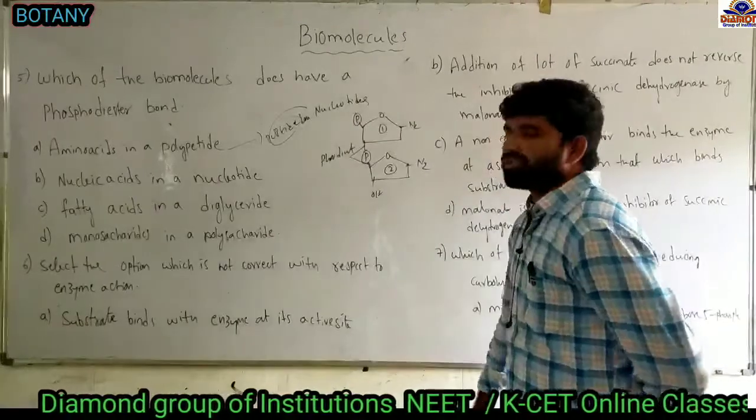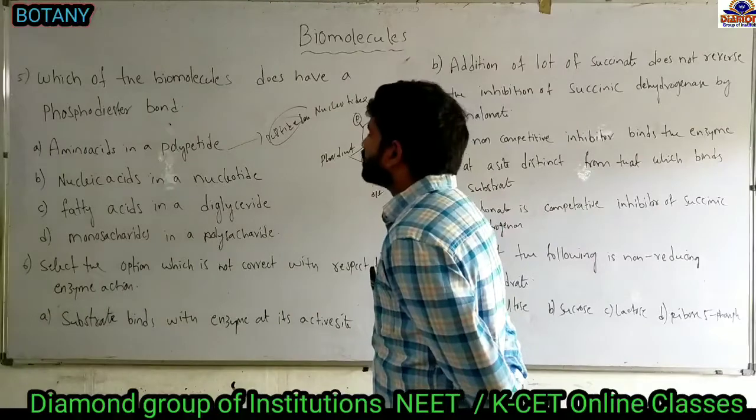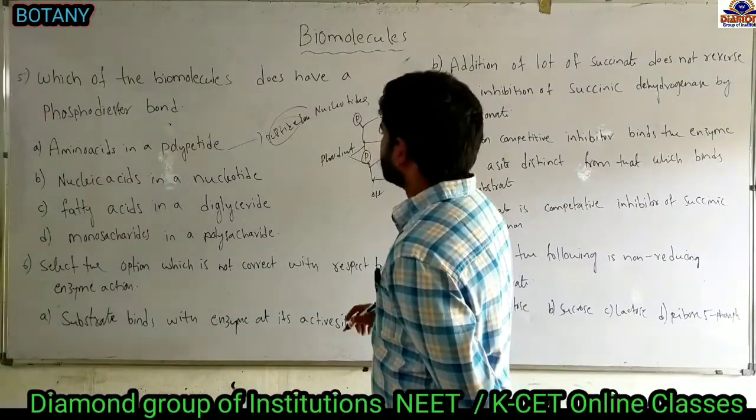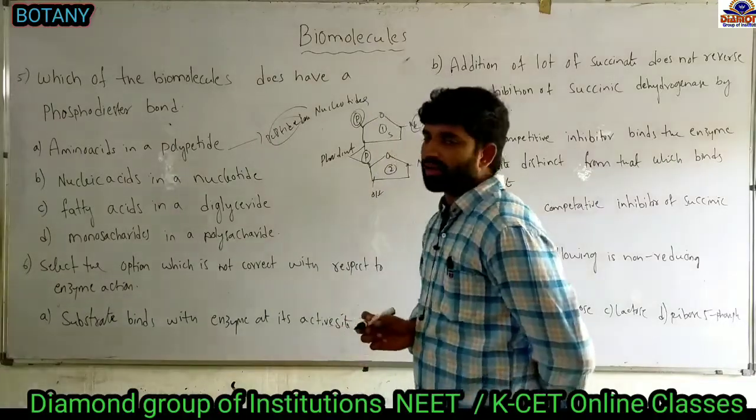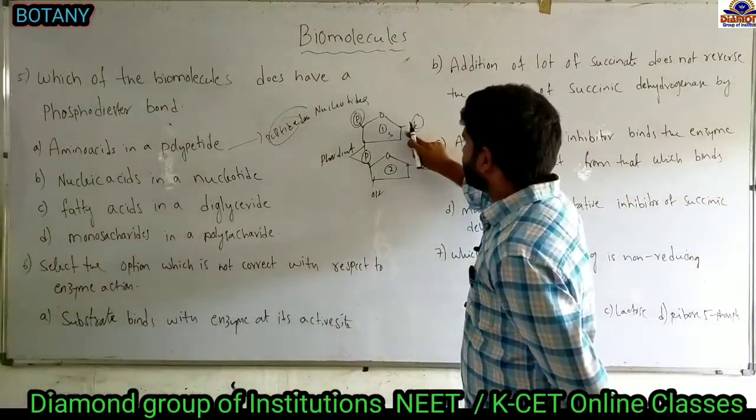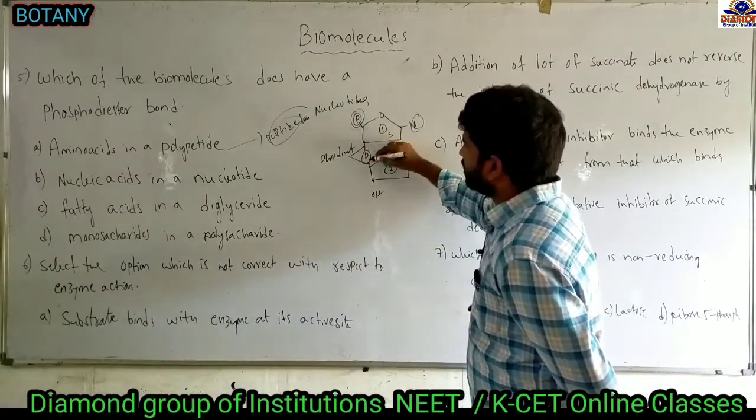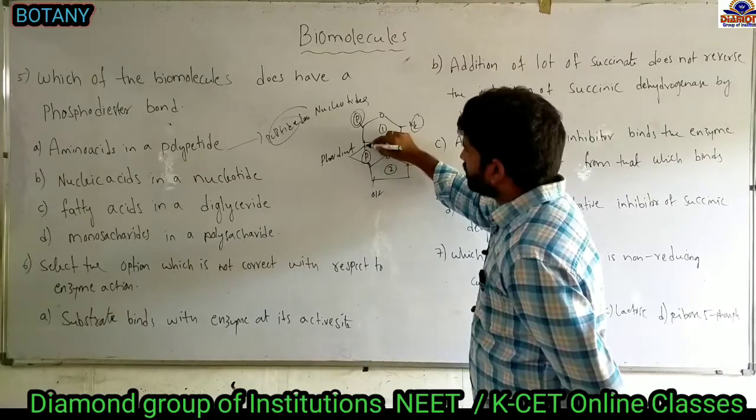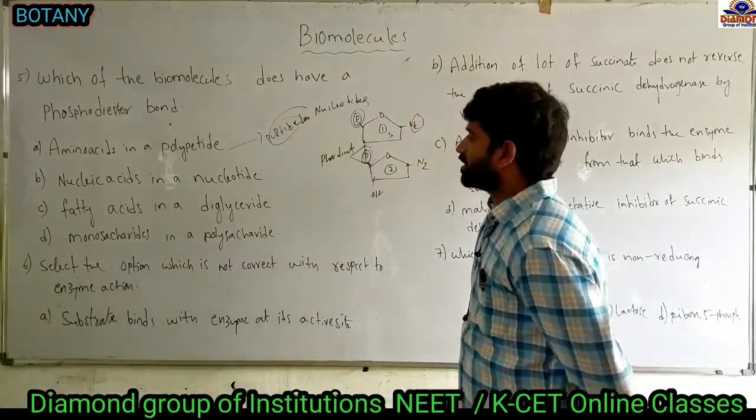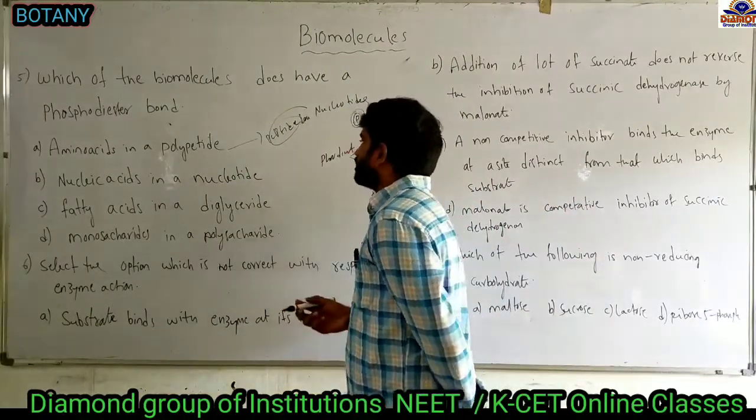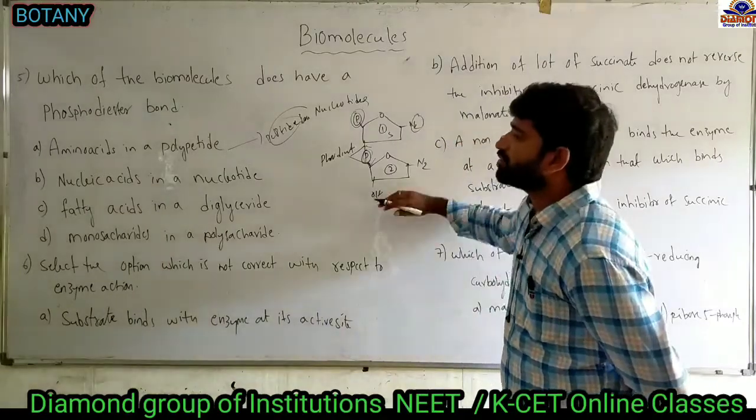Nucleic acids in nucleotides. Nucleic acids are polymers of nucleotides. Nucleotides are a nitrogen base, sugar and phosphate molecule combined together. Here this is one nucleotide and this is the other nucleotide. These nucleotides are connected together by a phosphodiester bond. This is one ester bond and this is the other ester bond, connected together with the phosphate molecule. That's why it is called a phosphodiester bond. The phosphodiester linkage is seen in nucleic acids.